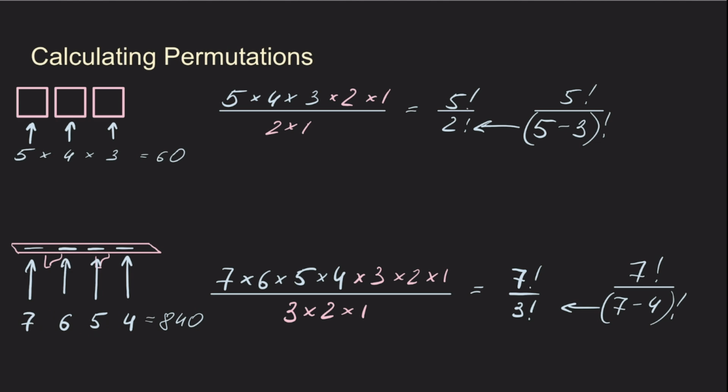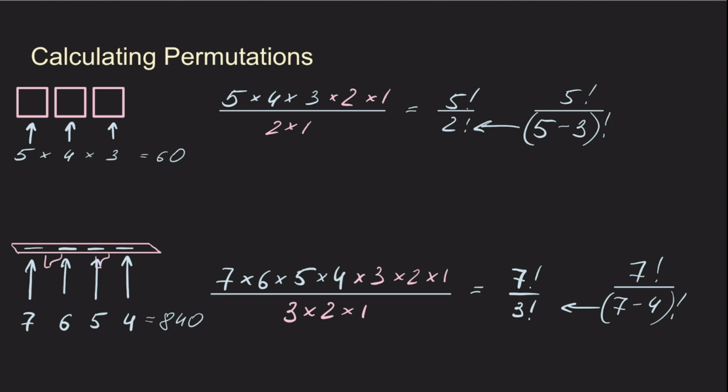Again, we can present it as 7 factorial, but we need to divide it by 3 factorial to get the same result. So we have 7 times 6 times 5 times 4 times 3 times 2 times 1 divided by 3 times 2 times 1. If we compare these two examples, it is easy to see where 5 and 7 came from.